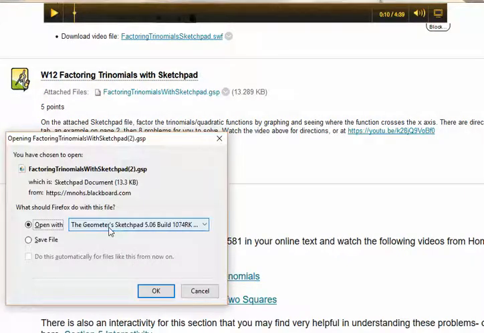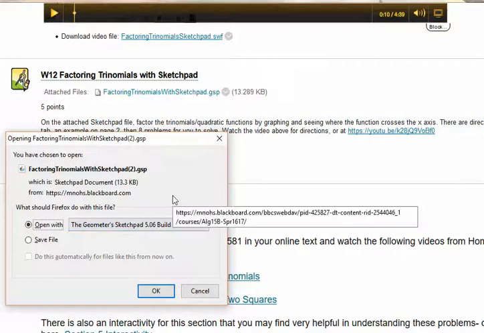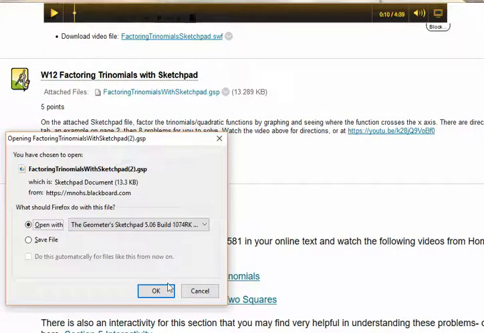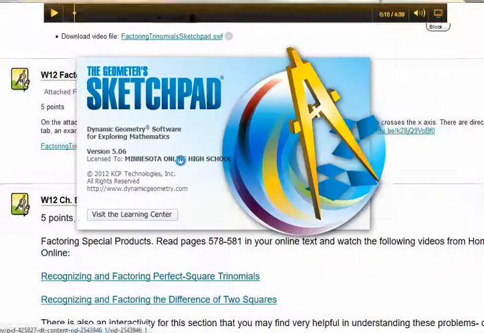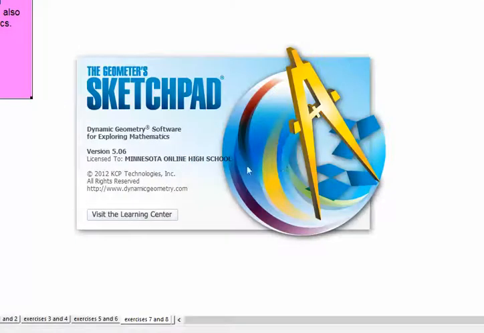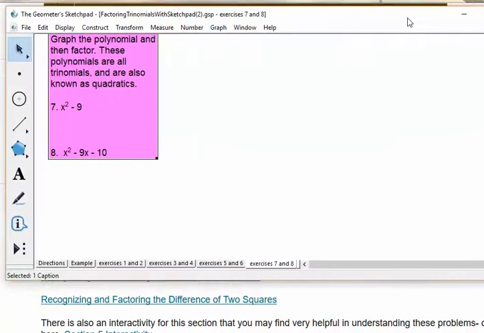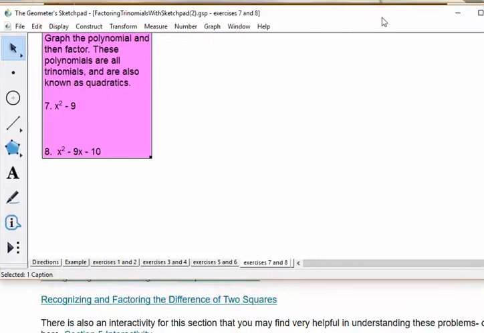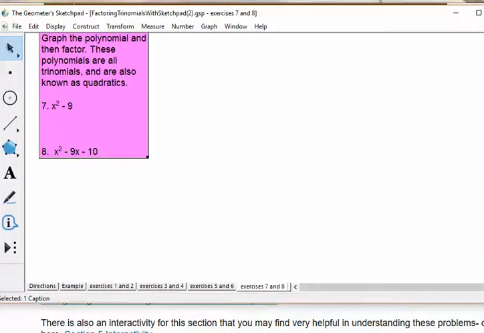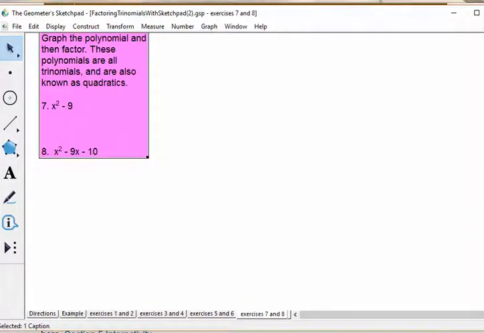Now remember that you need to be logged into Minnows Virtual Student Desktop, the Citrix receiver thing, before you'll be able to open this file. It is a Sketchpad file. If you are already logged in, you should look for this little symbol, like a little earth with a compass on it, and you should be able to just click on it and it'll open.